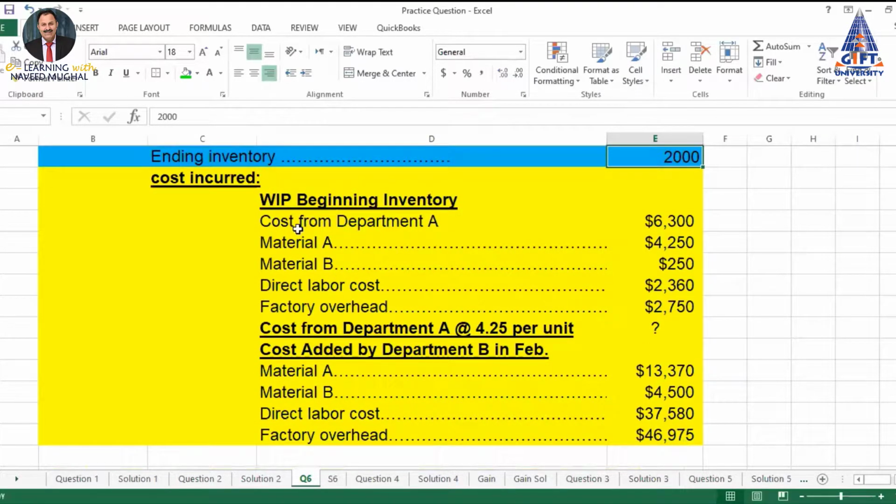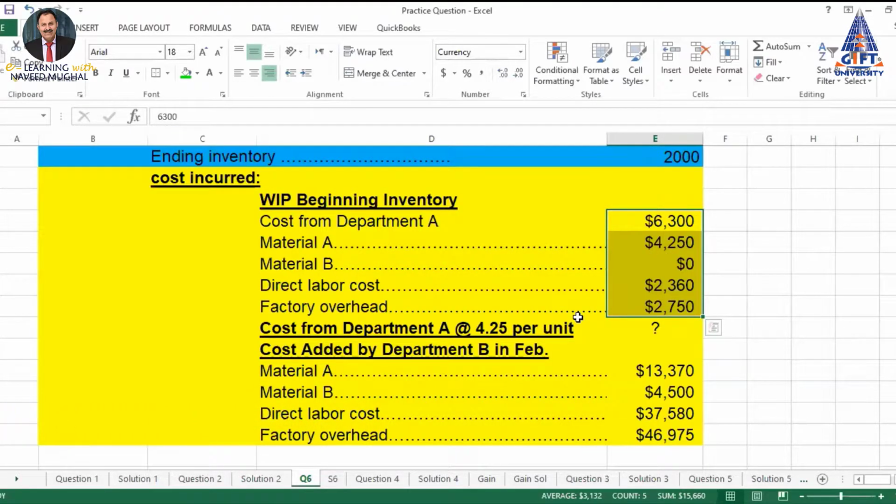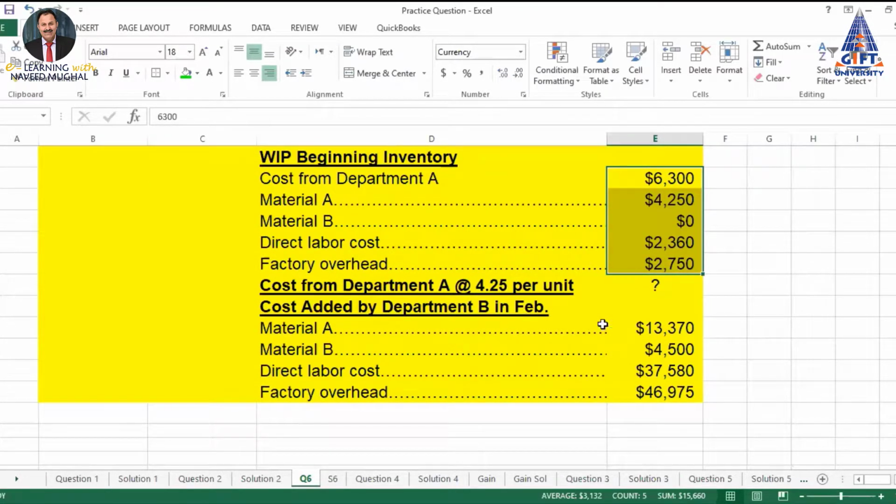Beginning work in process inventory cost from department A, material B is 0. Direct labor cost is 2,360. Factory overhead is 2,750. For the application of the weighted average method, we need this breakup of the cost. If we don't have the breakup of the cost, we cannot apply the weighted average method. In the first in first out method, we don't need the breakup of the cost, but in the weighted average method, we need the breakup of the cost. Then what cost has been added or received in this period?